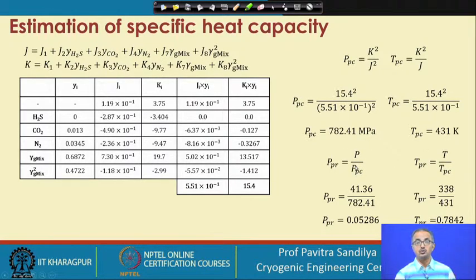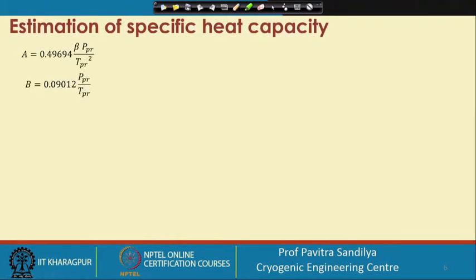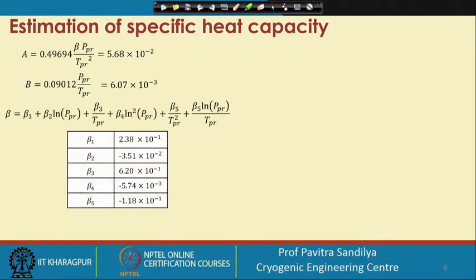So, we needed to convert the units of the given data to Kelvin and megapascal, and here we have the pseudo reduced pressure and pseudo reduced temperatures. Now, after knowing this, we find the values of these parameters A and B, and in this we have this beta, which is given from this expression, and here we have the values of the various other parameters beta 1, beta 2, beta 3, beta 4, beta 5. From this table we plug in, we get the value of beta, and this beta is taken to find out the value of A.